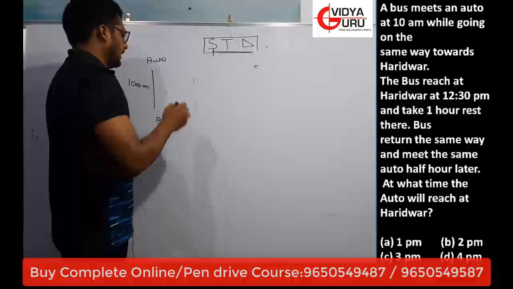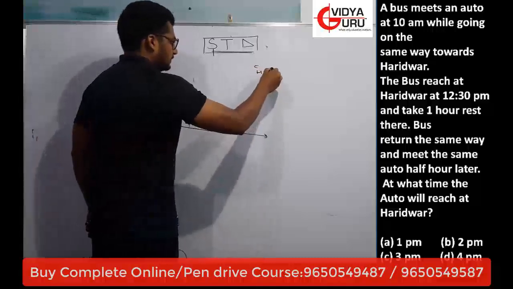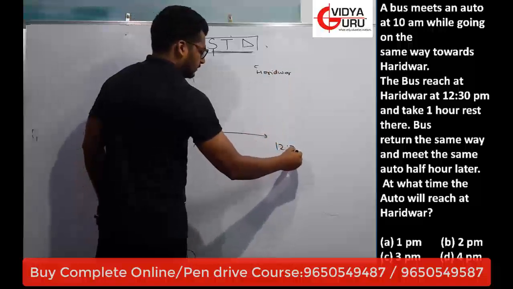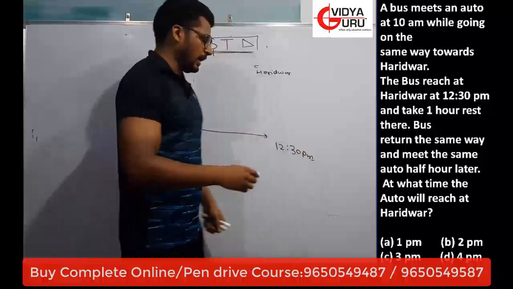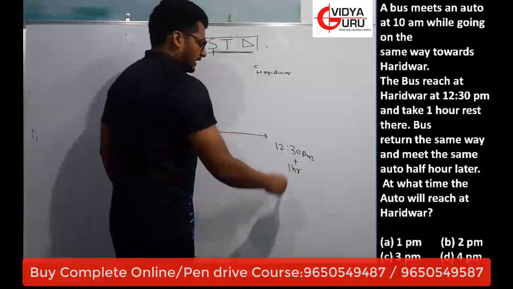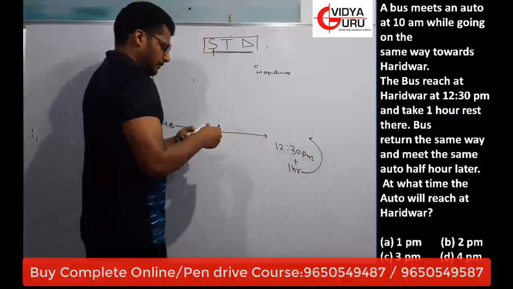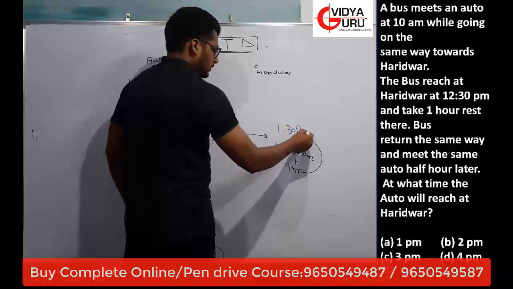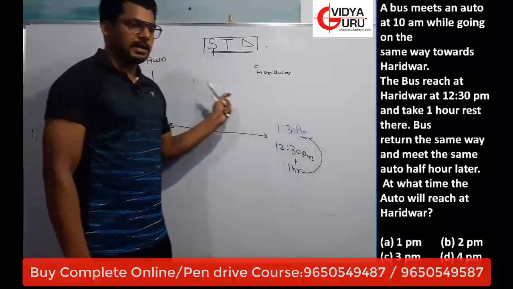The bus reaches Haridwar at 12:30 p.m. Let this be Haridwar. It takes 1 hour rest. So what is the time now? 12:30 p.m. the bus reached and took 1 hour rest. That means the time is 1:30 p.m. And it returns the same way.